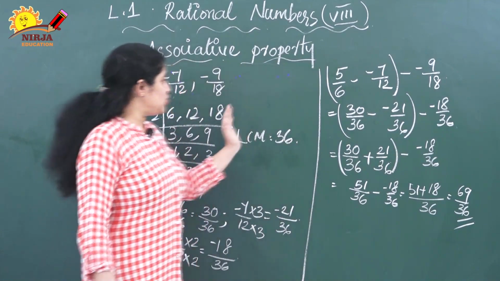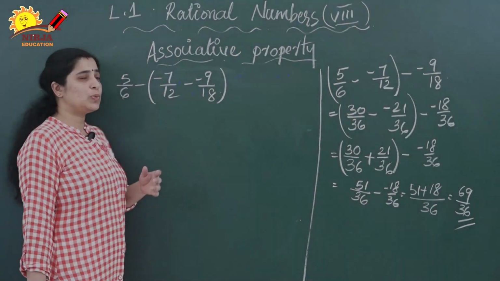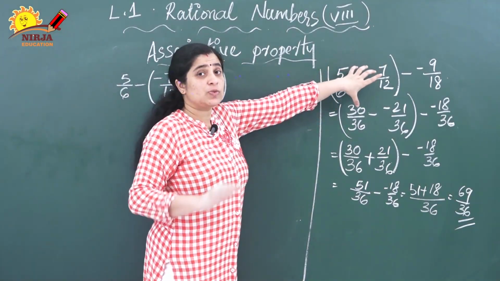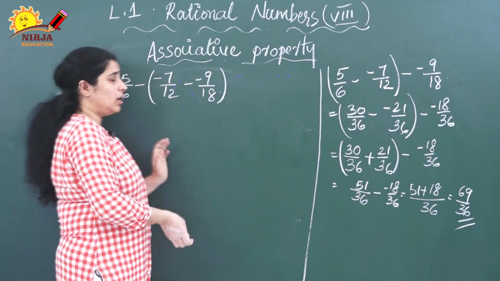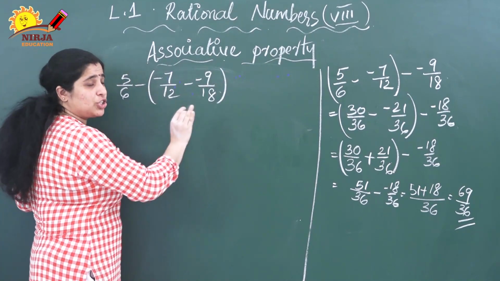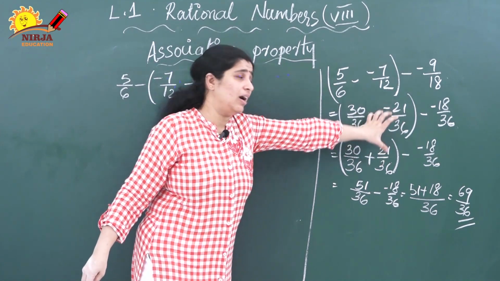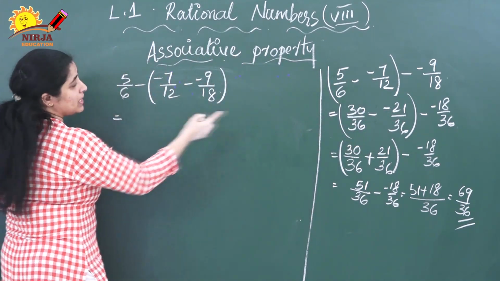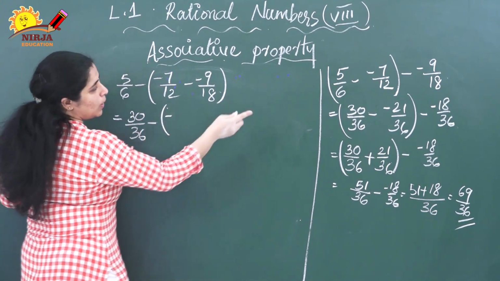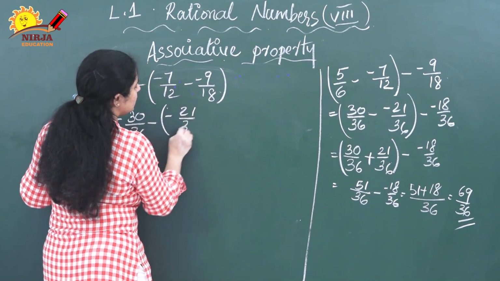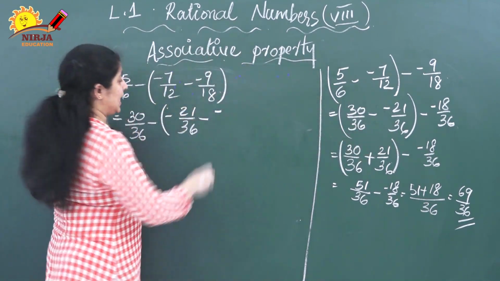Now we will see whether we are getting the same number or not if we change the order. Next we will change the grouping. First we subtracted the first two numbers. Here we are going to subtract the last two numbers. So I am changing, this is the question. Now I am going to change the numbers into this form, in which the denominators are same. So instead of 5 by 6 we can write 30 by 36 minus 21 by 36 minus, instead of 9 by 18 I am writing minus 18 by 36.